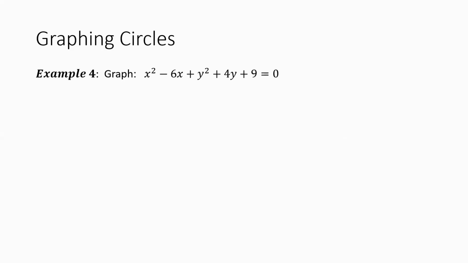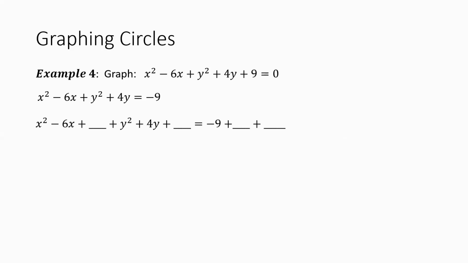So I have my equation here, and my first step is to subtract 9 from both sides. Now I'm going to do completing the square, except I'm going to have to do it twice. So I'm going to put in a blank next to my x's, a blank next to my y's, and then 2 blanks on the right side.